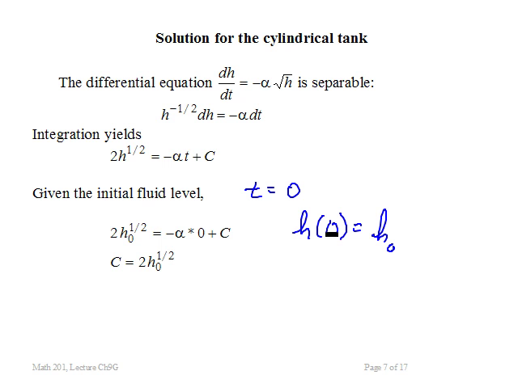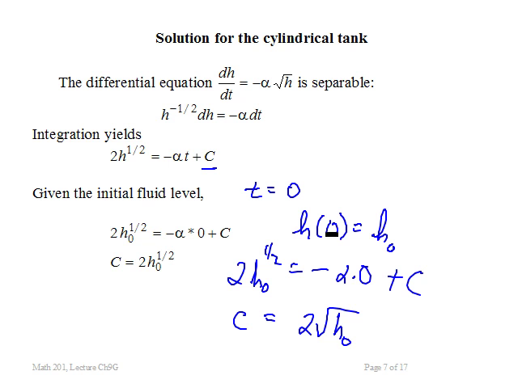Right. So substituting that into the equation, we can find a value for c. So we have 2 h naught to the 1/2 equals minus alpha times 0, so that's 0 plus c. C is equal to 2 times the square root, however you want to write it, of the initial height in the tank. Now, at this point, we had a general solution. Now that we've evaluated the constant, we can write it like this.